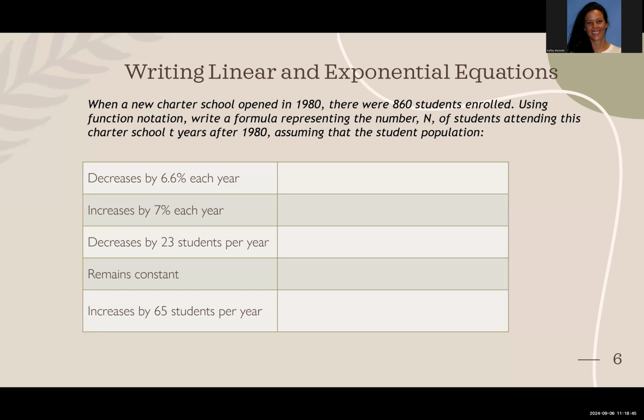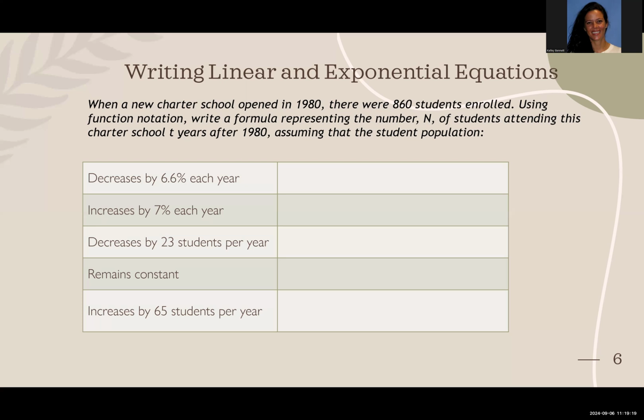In this problem, we're going to write linear and exponential equations based on the same starting point, but with differences in growth and decay. So a new charter school opened in 1980, everyone's favorite year. There were 860 students enrolled. Using function notation, write a formula representing the number n of students attending this charter school t years after 1980, assuming that the student population does one of the following things mentioned in the table.